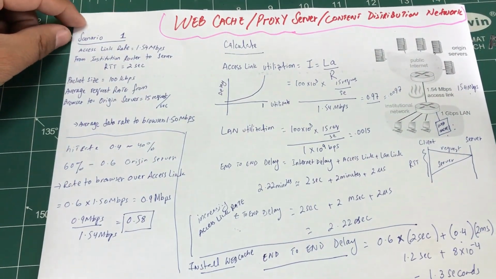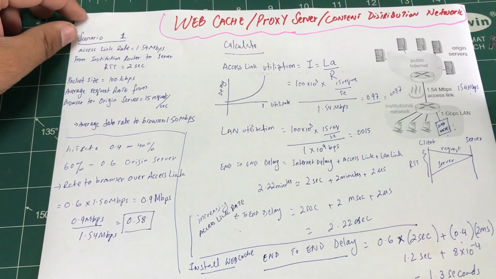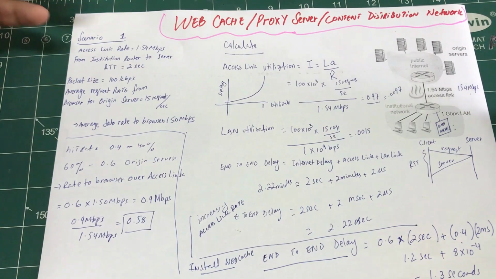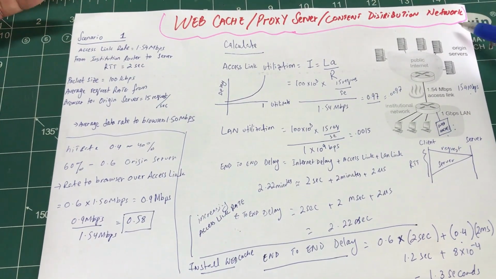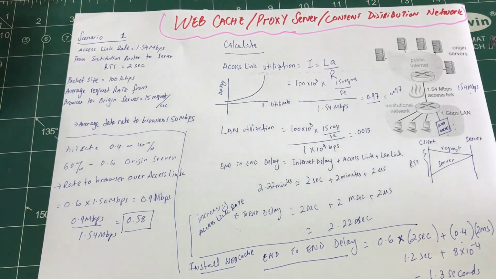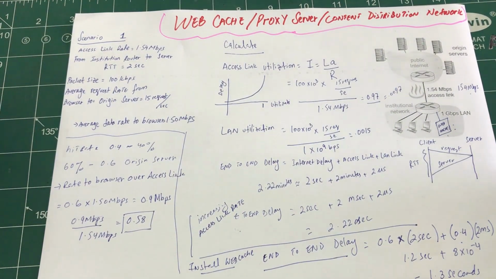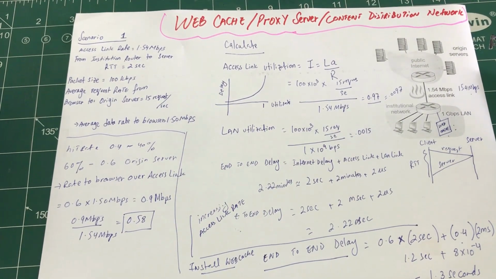I hope you like this small example on web caches, proxy servers, and content distribution networks. All of it is the same. Now there's a fancy word for it, content distribution network, but the idea is exactly the same. Web caches are always the best option and the cheapest way to reduce your end-to-end delay instead of increasing the bandwidth.